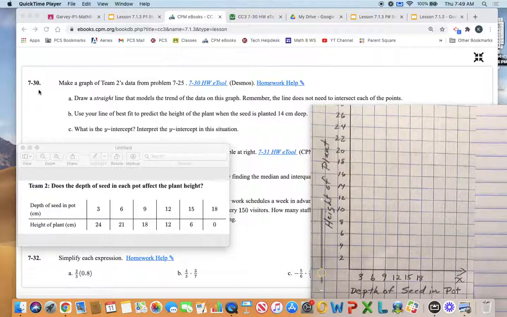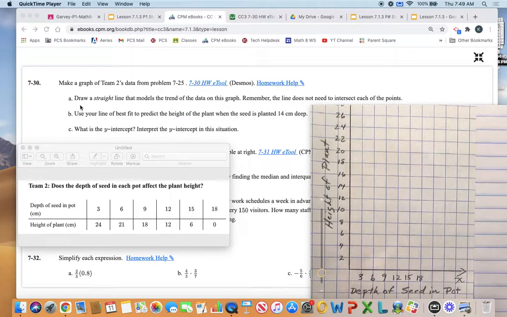Problem 7-30. Make a graph of Team 2's data from problem 7-25. So Team 2's data is right here, and I am going to show you how to do it by hand on paper, but there's another option for you.